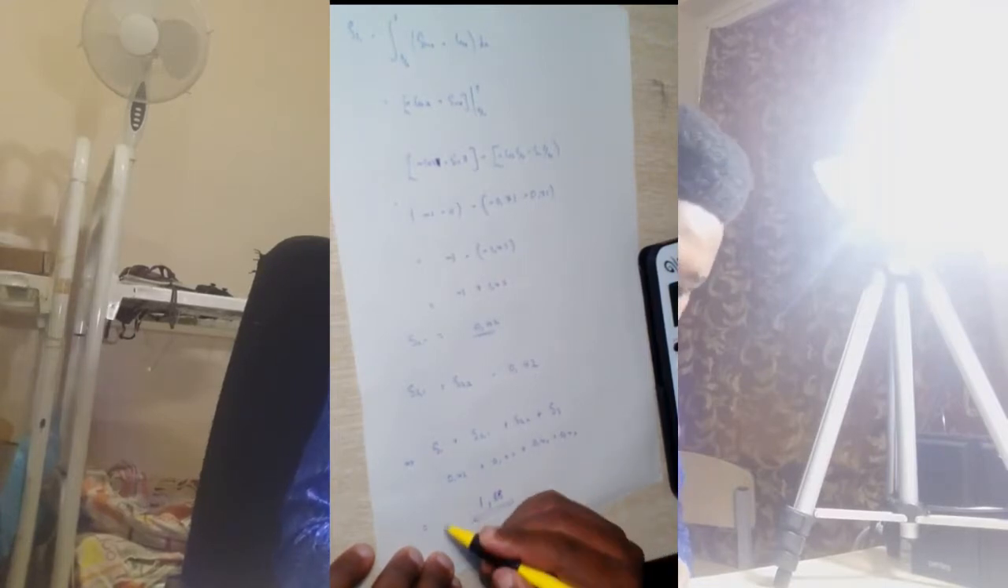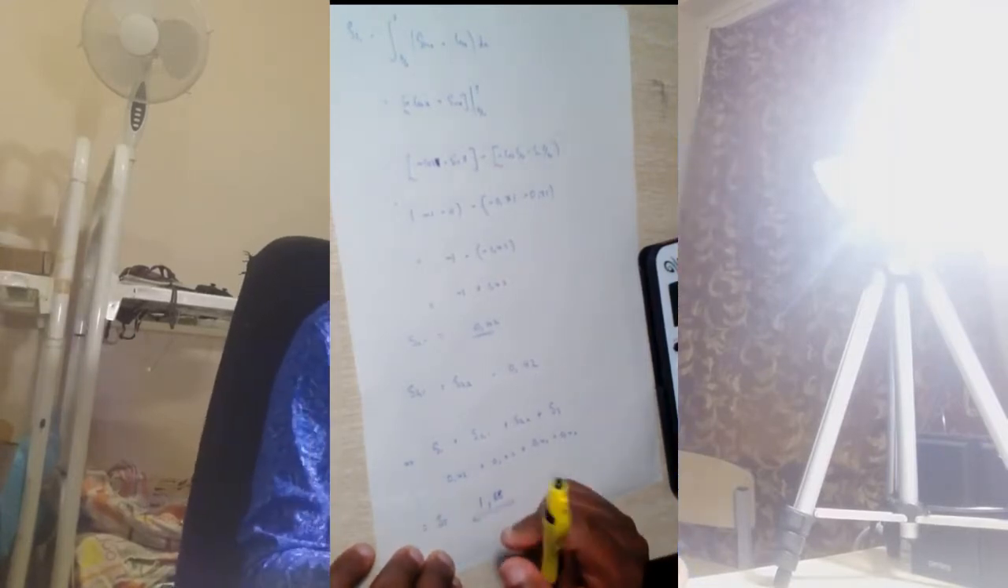Let's call this ST, which is S total, and with this we have come to the end, and we have found our total surface.